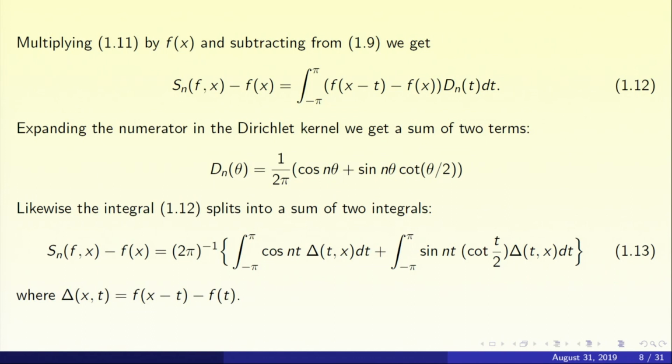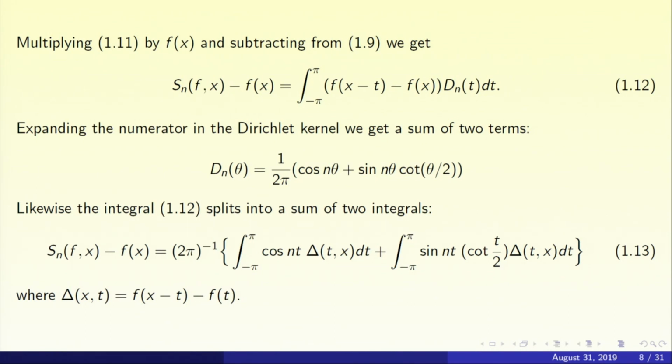So the point is to look at the two integrals in 1.13 and show that individually they go to 0 as n tends to infinity. We shall see that the first piece really doesn't give us any problem. The problem comes from the second piece, as you see in the cot t by 2 appearing in the integral.